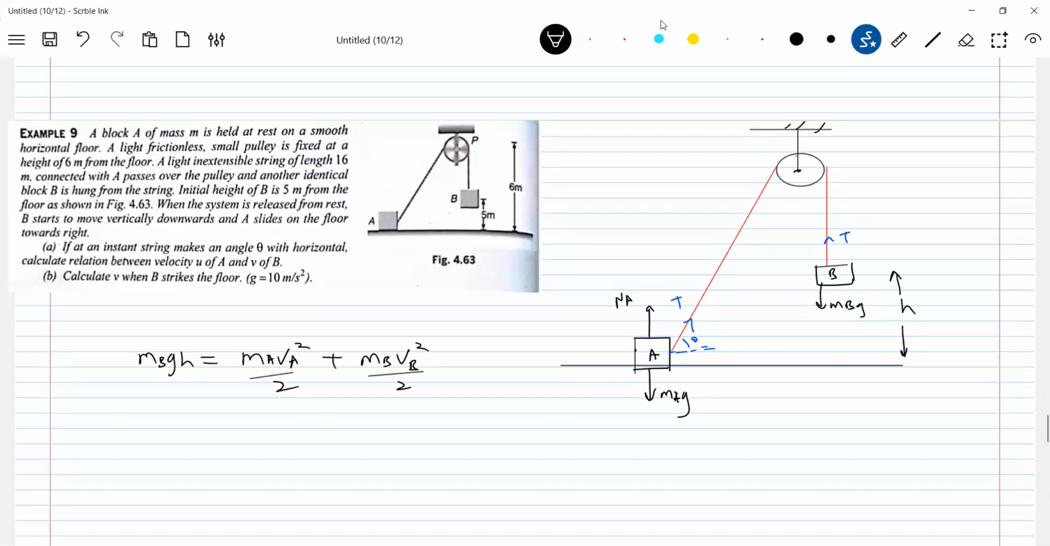Because the block A will just slide, it will not lose contact. Now look at this one. What is work done by tension? Again, I'll put net work done by tension 0. It does negative work on the block B and it does positive work on the block A.